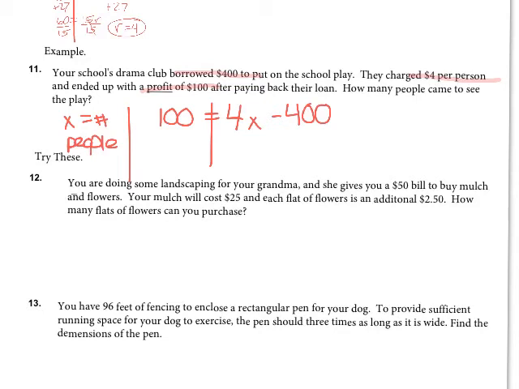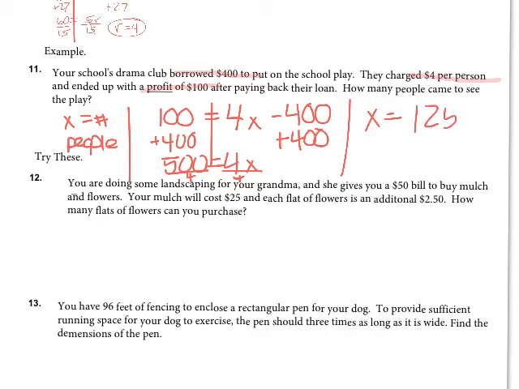So I would add 400 to both sides. So I have 500 equals 4x. I would divide by 4 on both sides. And I end up with x equals, what's that going to be, 75? No, 125. No, not dollars. Oh my gosh, everything's falling apart. Okay, 125 people. So 125 people came.